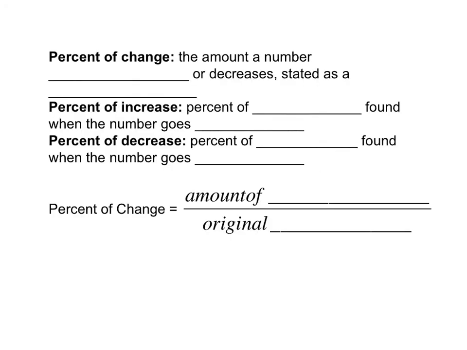When we talk about the percent of change, we're talking about the amount a number increases or decreases, and it's always stated as a percent. A percent of increase is the percent of change found when a number goes up, and a percent of decrease is the percent of change when a number goes down.